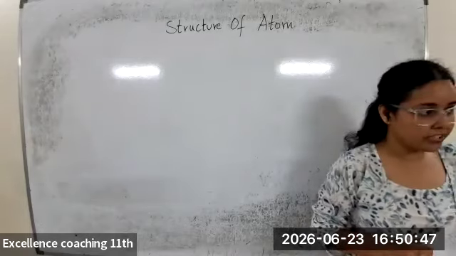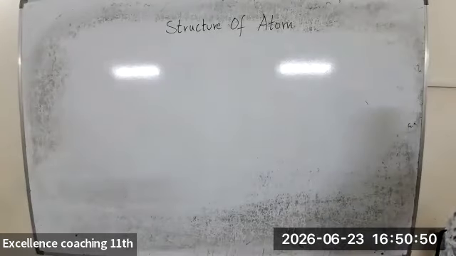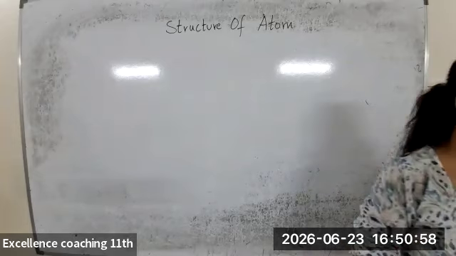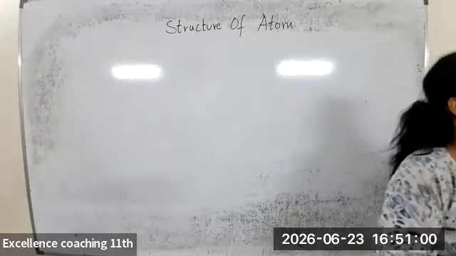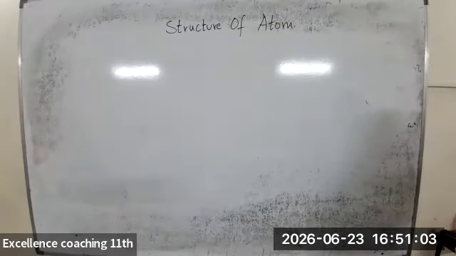From each model, what you'll have to know is what the model tells us and what experiment was performed. Firstly, you'll have to know that, and secondly, the drawbacks, like why that model wasn't appropriate for going further. So these 2 parts you'll have to know.